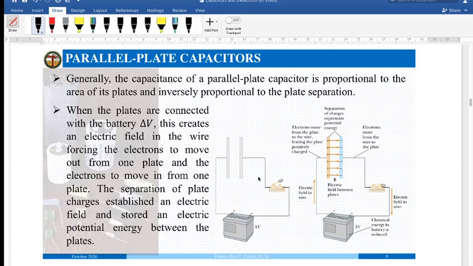Okay? So here we have a capacitor composed of parallel plates. They are initially uncharged, meaning that Q is equal to 0, the net charge is equal to 0 for both plates. We have a switch here. This one is connected to the negative terminal and this one is connected to the positive terminal of the battery. Now when you close the switch, there is an electric field. The battery makes an electric field in the wire, which will move the electrons from this plate.